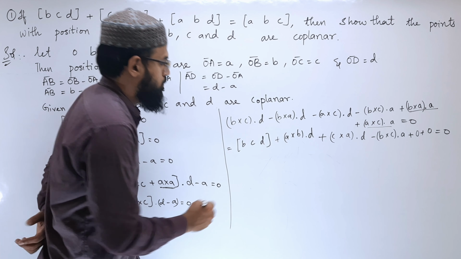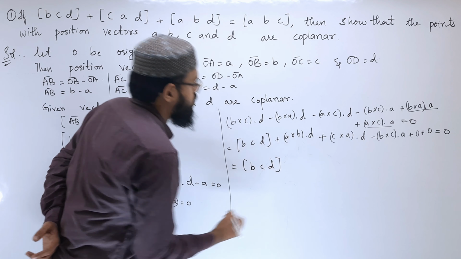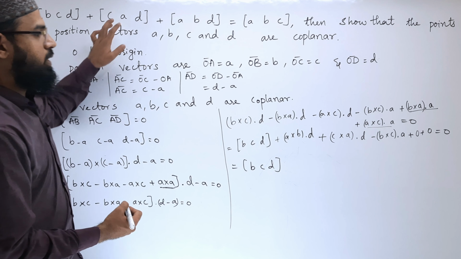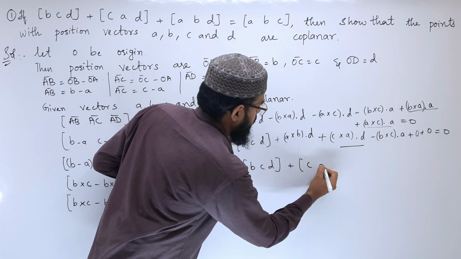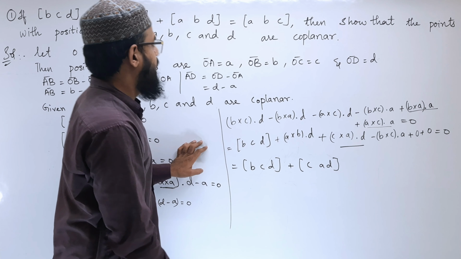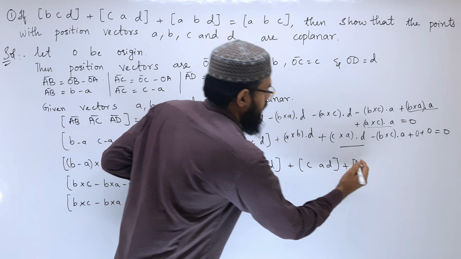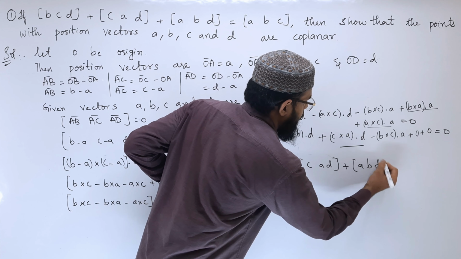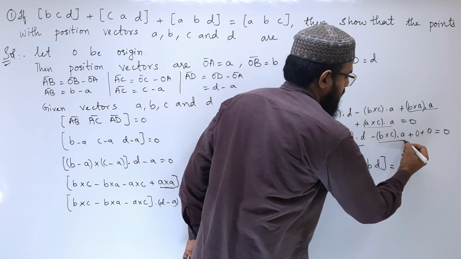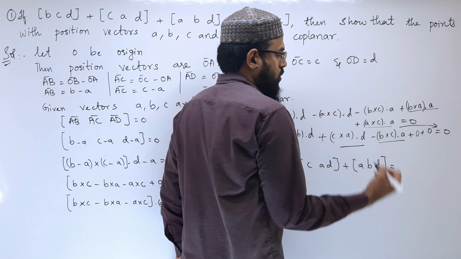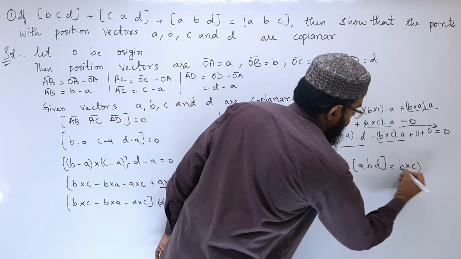Next, the box product of BCD, next is CAD, so let us write it here, CAD. Next is ABD, so plus ABD is equal to. Now we will send this minus B cross C dot A to that side. So we get B cross C dot A.